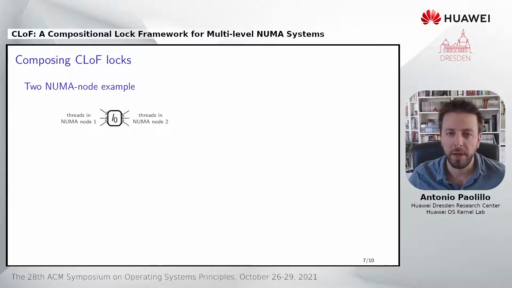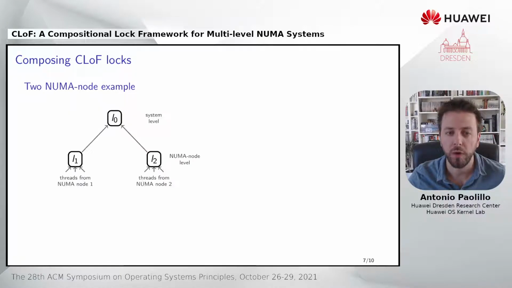How do we build a hierarchical lock? For that, let's consider a system with 2 NUMA nodes and a few threads. When a basic lock, call it L0, protects a critical section, many threads access this lock, causing the data to frequently bounce across NUMA nodes, slowing the performance down. To avoid that, we add 1 lock per NUMA node. Threads first have to acquire the lock of their NUMA node, L1 or L2, before acquiring L0.